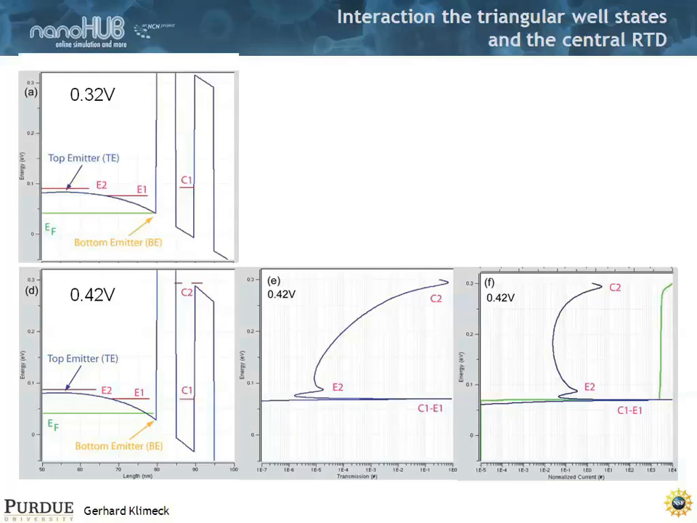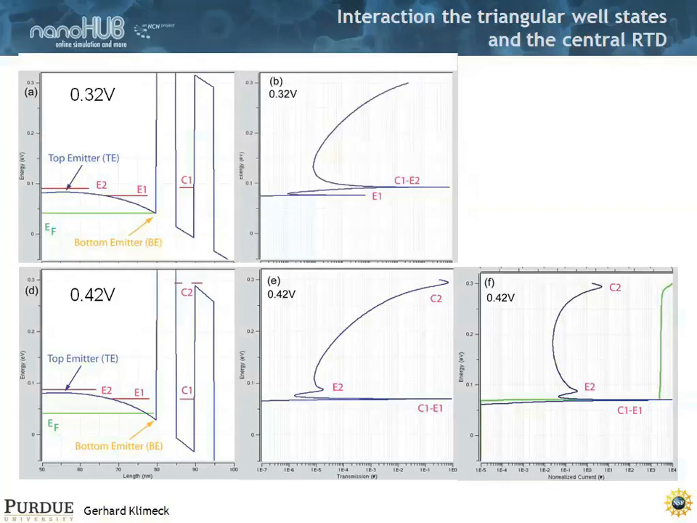So let's look at E2 a little bit more carefully. Now we take a smaller bias at 0.32 volts, and now we're aligning C1 with E2. They're aligned here. You can imagine that now E2 can talk to C1, and there should be current flow.